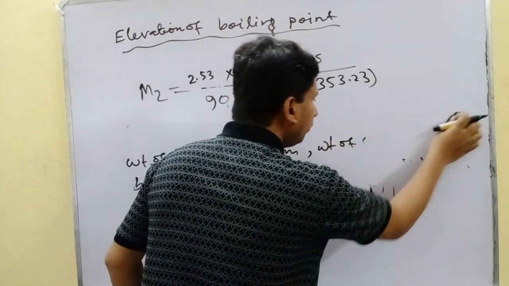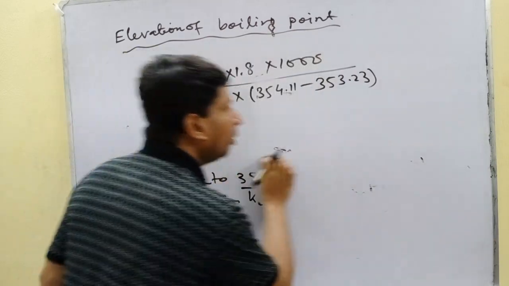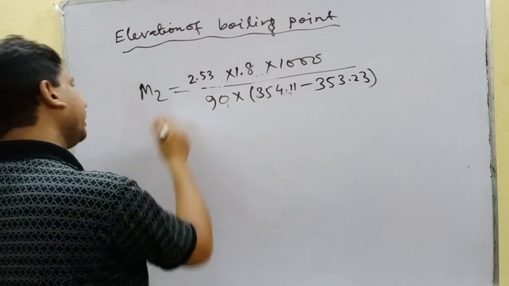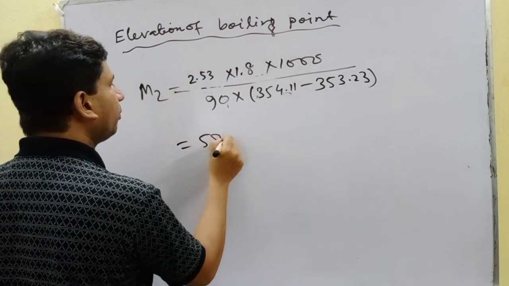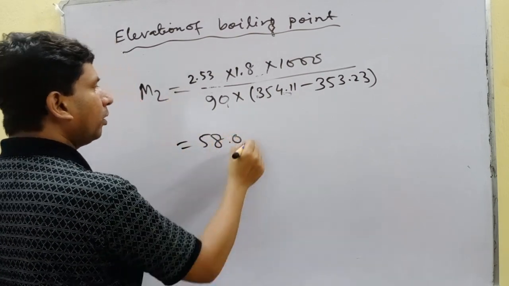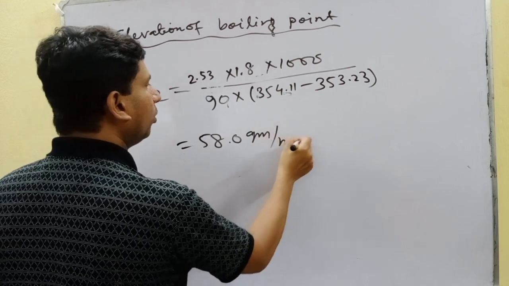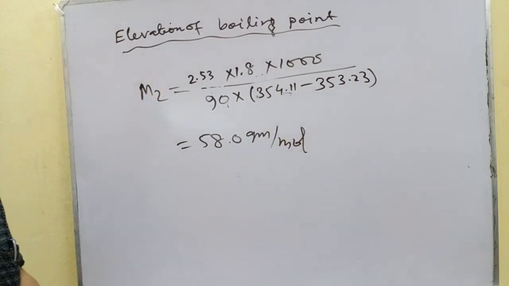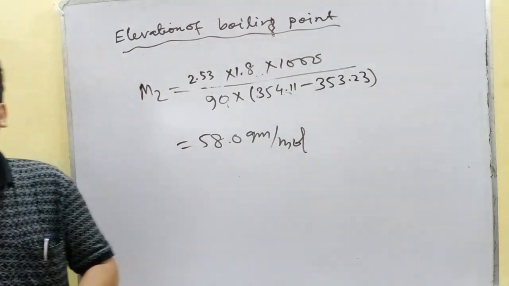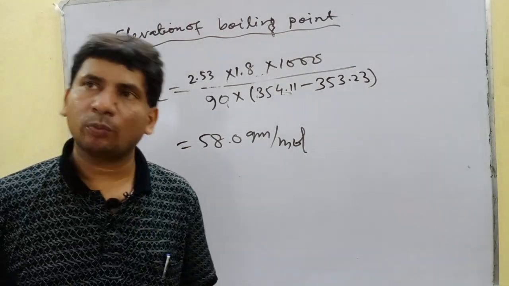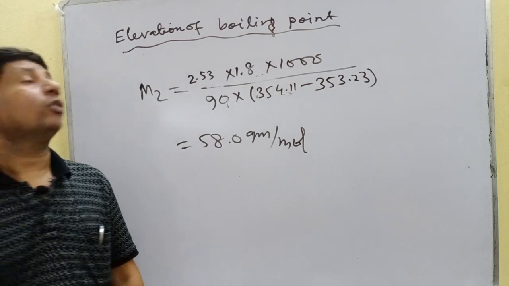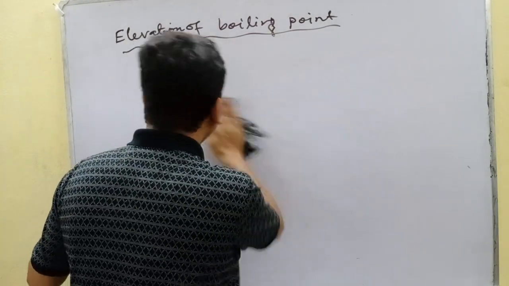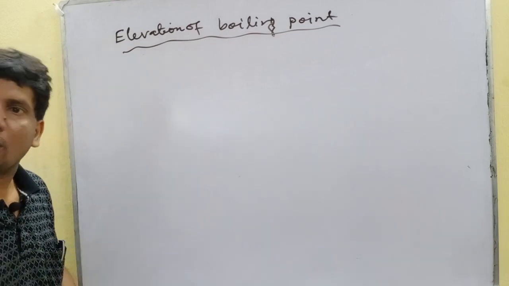What will be the value of the molecular mass? I already calculated: 58.0 gram per mole, okay, clear. So in this way we will calculate the molecular mass, no problem. Now the third point of the colligative property, what was the third point? Depression of freezing point.